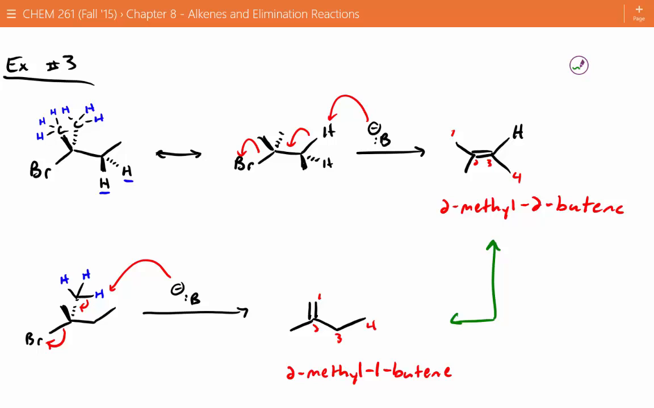Exactly. So for the second one, the base attacked the proton because the proton is anticoplanar to Br? Yes, exactly. So we've got 2 different types of protons that are anticoplanar. All right, what's the relationship between these 2 compounds, between 2-methyl 2-butene and 2-methyl 1-butene? Constitutional isomers. Here we go. So we've got constitutional isomers.